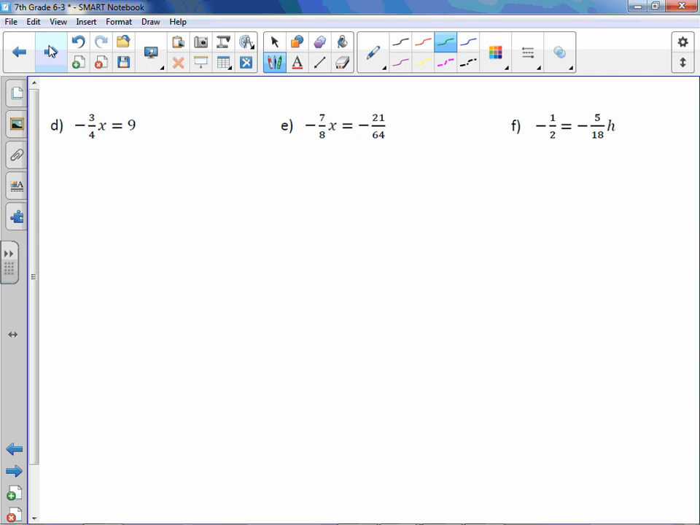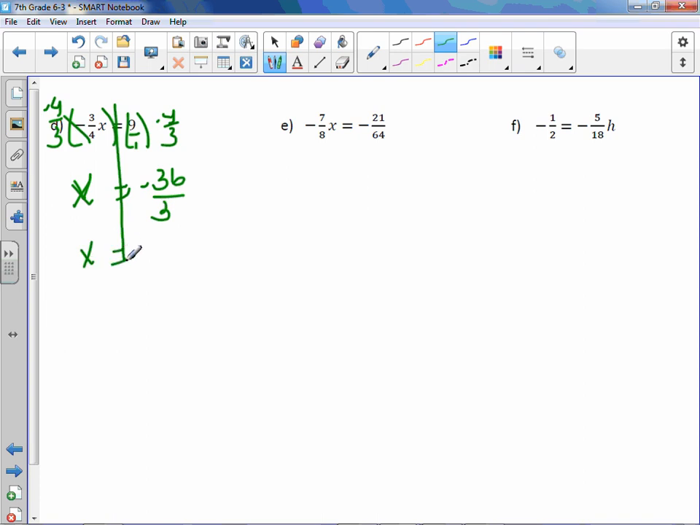Letter D. -3/4 x equals 9. Multiply by the reciprocal, which is -4/3. These cancel out to give you x. And here I'm going to put my 9 over 1 to help me multiply. 9 times -4 is -36. 1 times 3 is 3. And that divides evenly to be -12.